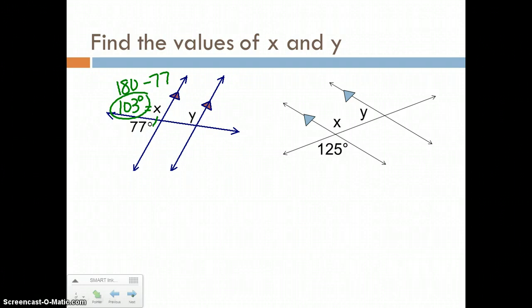I now want to compare x to y. X and y are in the same relative position. In other words, x is in the top left corner from its intersection point, and y is also in the top left corner from its intersection point. That means that those two angles are corresponding angles, and we know that corresponding angles are congruent. So if x is 103, that means that y has to be 103 as well.